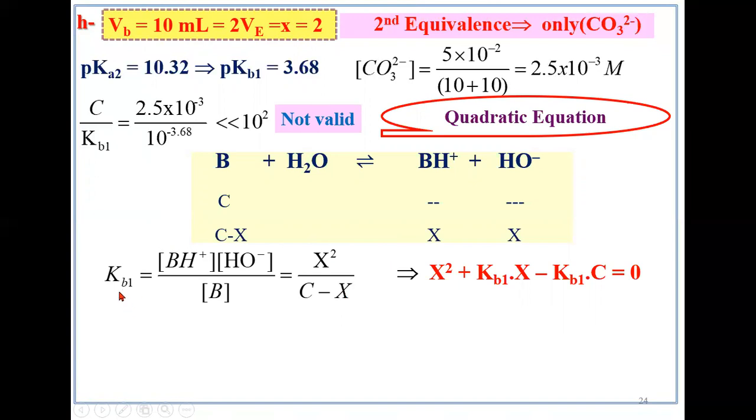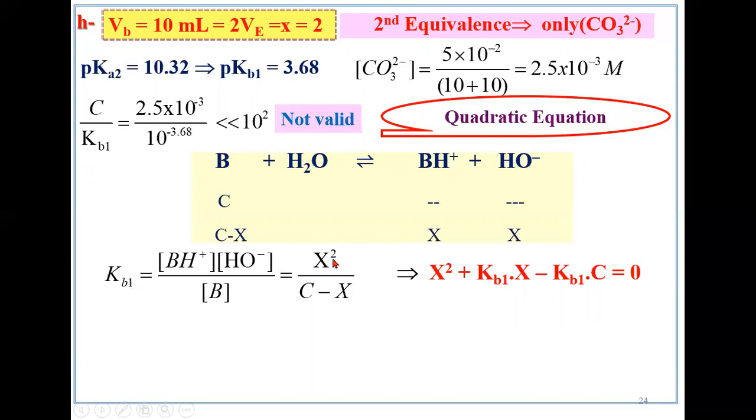Which quadratic? Well, the quadratic is Kb1 is x squared divided by C minus x. Where did that come from? Yes, it came from the fact that base reacts with water. This base in water will react with water to give me BH plus. In this case, actually, it would be A2 minus reacting with water to give you back the AH minus plus OH minus. But this is the general form for the Kb, okay? So here's my Kb.